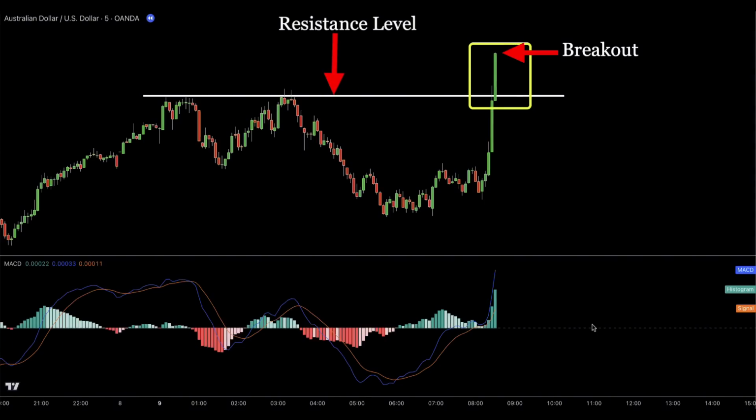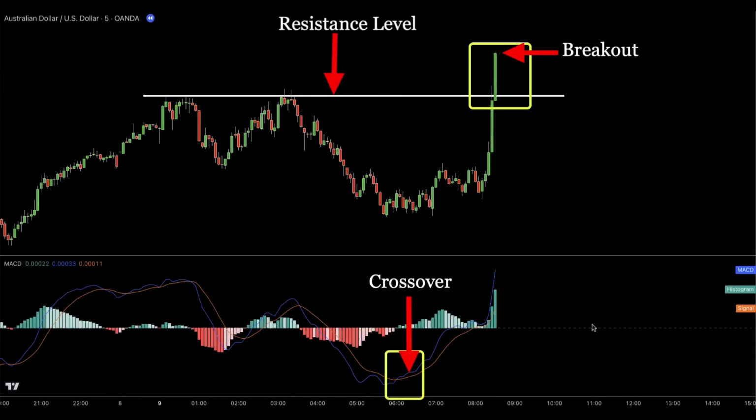Now, we need to confirm that the breakout has momentum behind it. This is where the MACD indicator comes in. For a bullish breakout, look for the MACD line to cross above the signal line. This crossover confirms that buying momentum is strong and supports the breakout. In this example, the MACD line crossed above the signal line, giving us a buy signal. This adds confidence to our breakout trade.